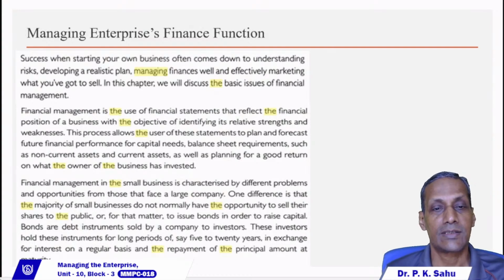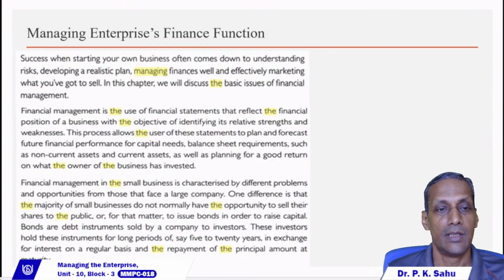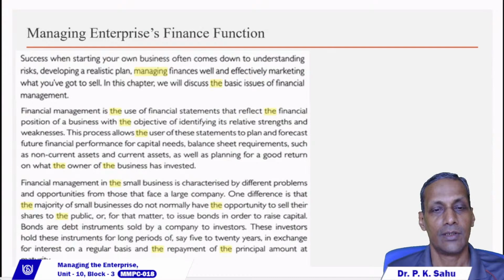Financial management in the small business is characterized by different problems and opportunities from those that face a large company. One difference is that the majority of small businesses do not normally have the opportunity to sell their shares to the public, or for that matter, to issue bonds in order to raise capital. Bonds are debt instruments sold by a company to investors. These investors hold these instruments for long periods of, say, 5 to 20 years in exchange for interest on a regular basis and the repayment of the principal amount at maturity.